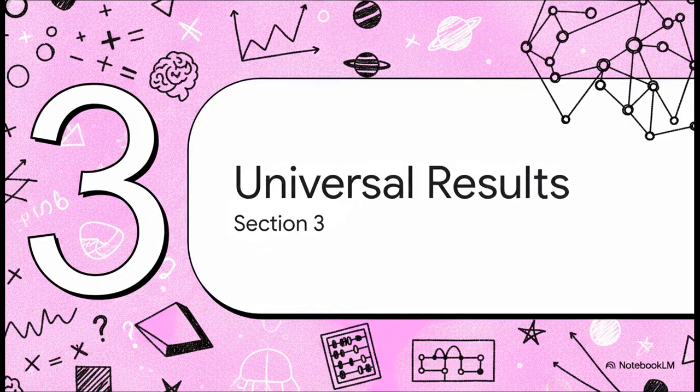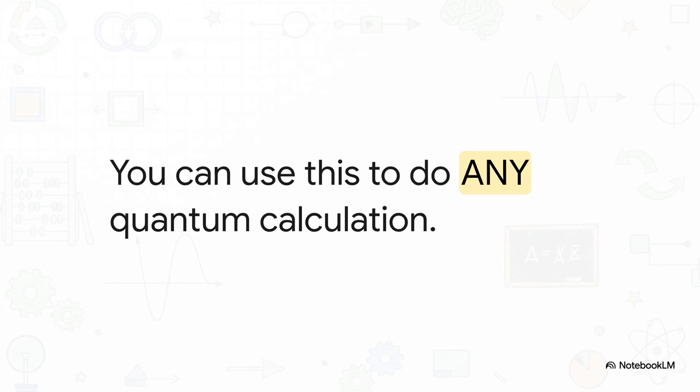Moving right along to Section 3, Simple Math, Universal Results. Here is the truly mind-blowing part of German's paper, universal capability. You can literally use this to do any quantum calculation. This isn't just some toy model designed to keep kids entertained with a watered-down version of physics. No way. Because of the specific set of gates it uses, any computation a multi-million-dollar quantum computer can theoretically do, we can logically map out using the simple arithmetic of MISTY states.